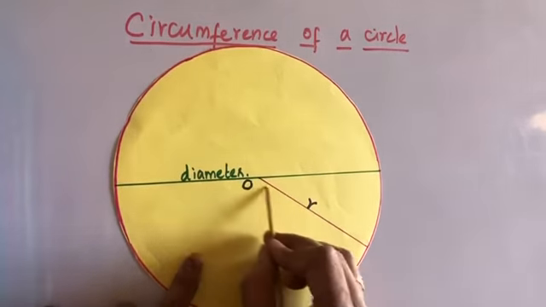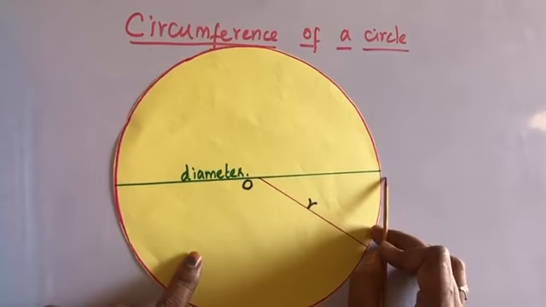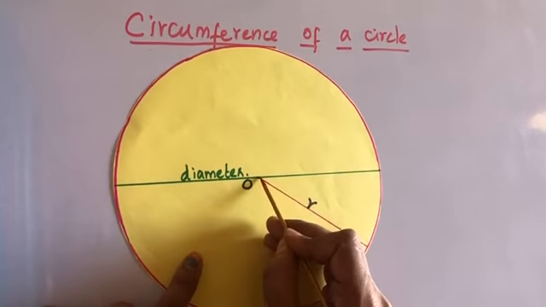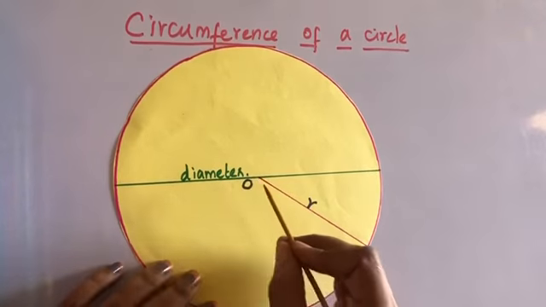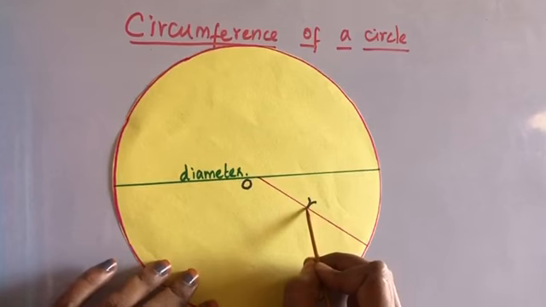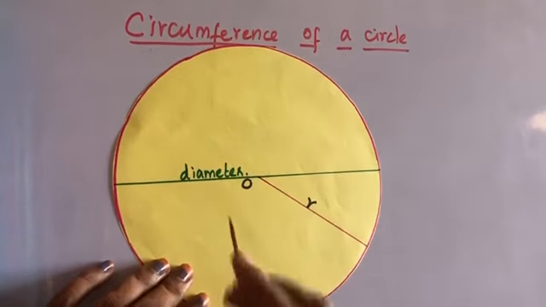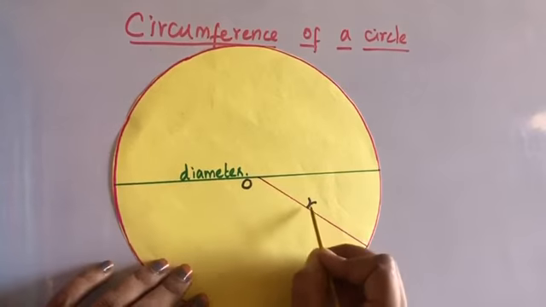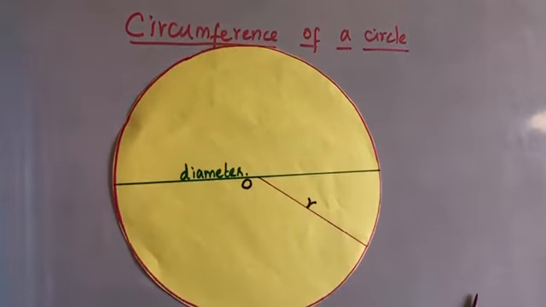So this is the radius of the circle and this is the diameter. This is the center O. We draw the circle with center O and with radius R. And this is the diameter of the circle. Diameter is 2 times radius. So diameter D is equal to 2R.